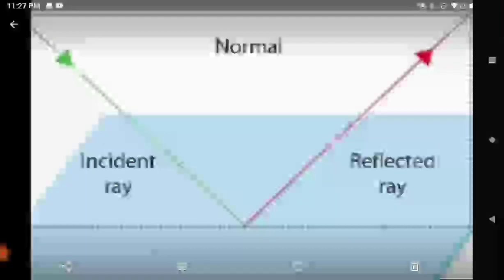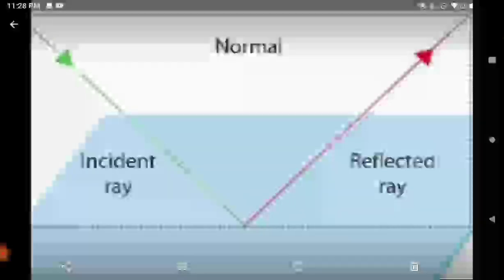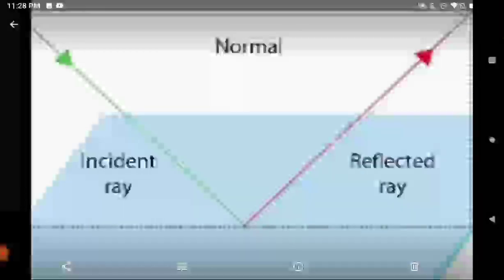Chapter name: Light, which is based upon reflection and refraction. In this debrief session, we discuss your day 1 and day 2 physics. So, first of all, what do you mean by reflection?